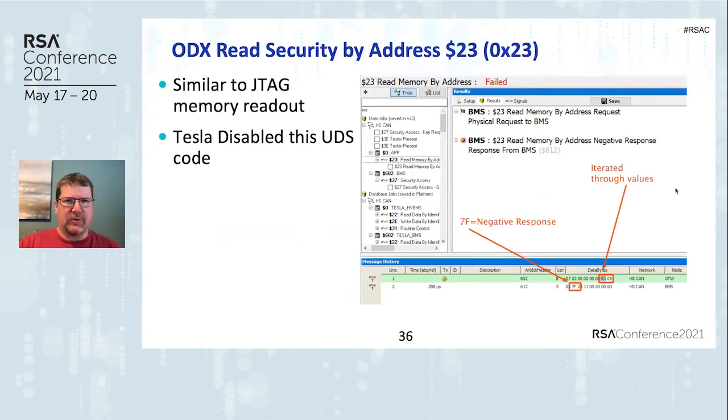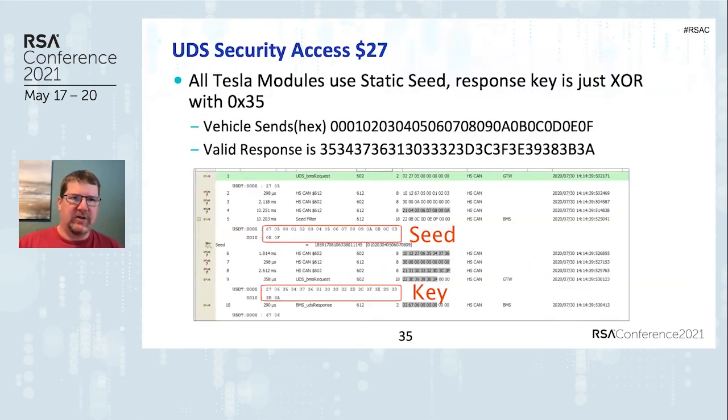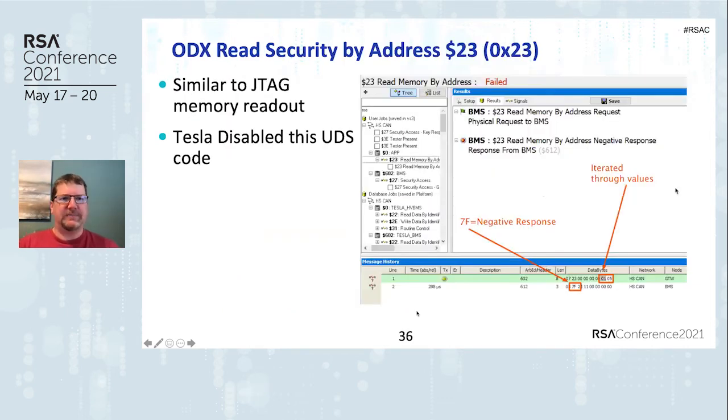And here's an example of the actual read. You can see the seed, the key, and then the response, the values to 27. It's showing it's accepted. But it's not all bad news. So the read security by address, which is basically what allows us to do the same thing we did using JTAG, the routine 23 read security by address, that was actually disabled. I tested that, and under several different conditions was not able to get any type of valid response from the battery management system to actually read out memory using the 23 routine.